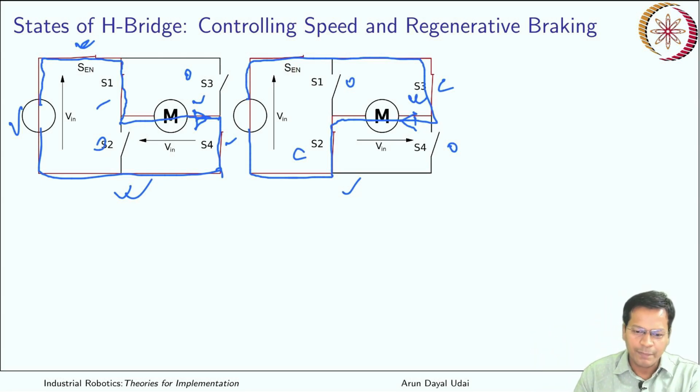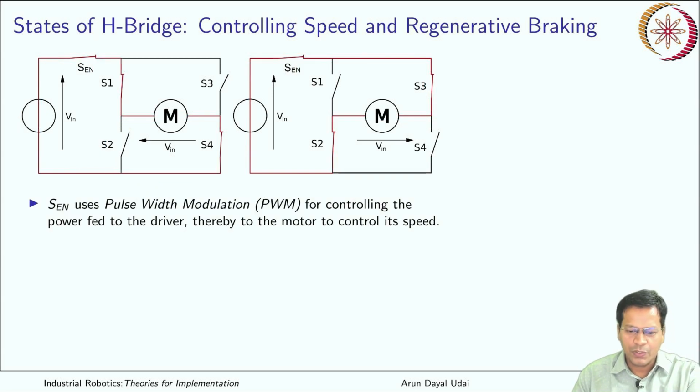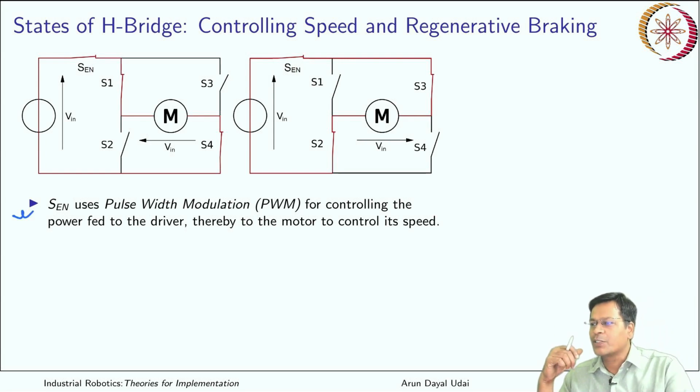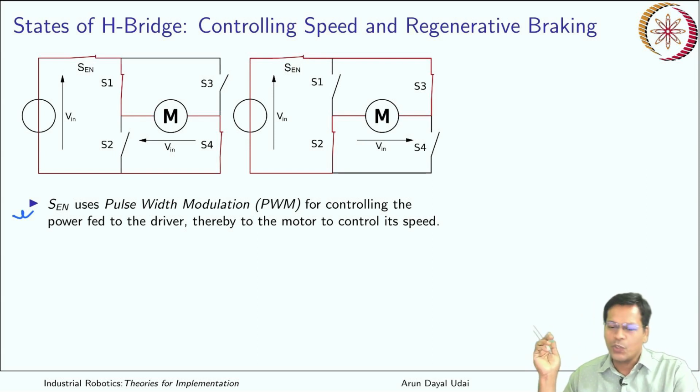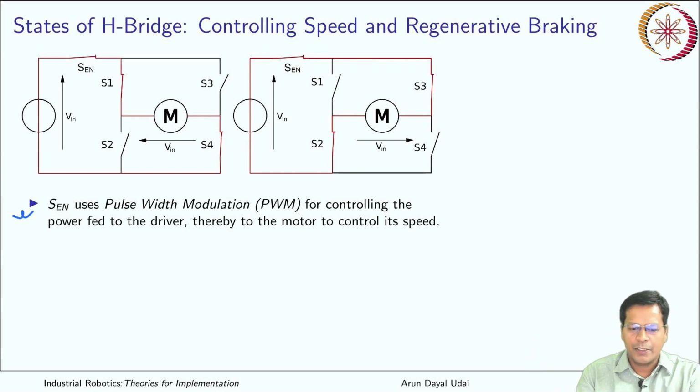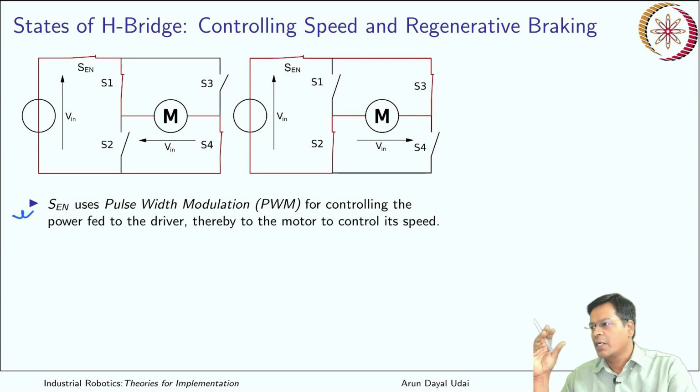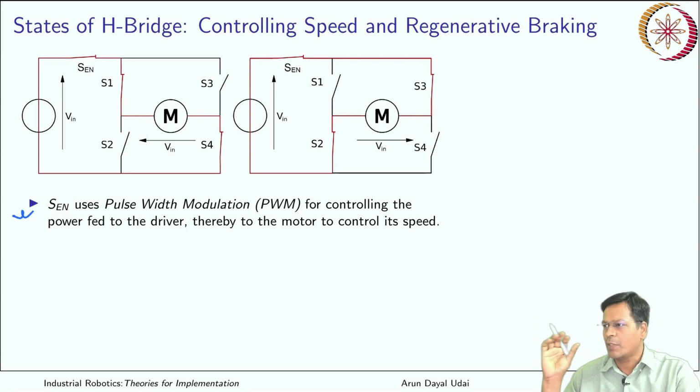Now how to control the speed of your DC motor? In this case, you can use an S-enable switch. The S-enable switch uses PWM for controlling the power that is fed to the driver. If you can reduce the voltage across your terminals, that can reduce the speed of your motor.